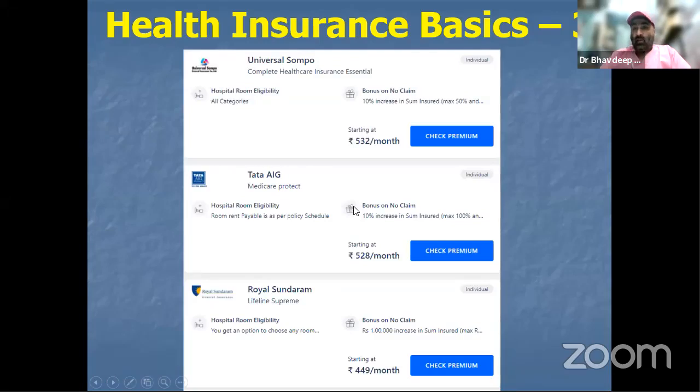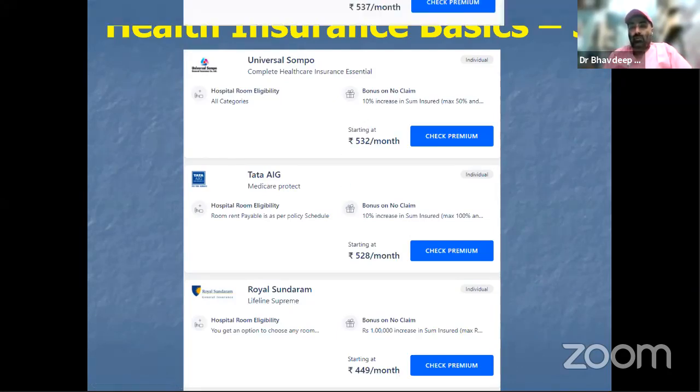Tata AIG, maybe it was at a lower segment in the claim settled ratio, still in the 90s, but in the incurred claim ratio, it is at one of the highest spots. The policy is Medicare Protect. Royal Sundaram comes the Lifeline Supreme. Universal Sompo comes with the Complete Healthcare Insurance Essential Plan. All those plans, the rates are not much different. They would hardly make a difference of a few thousands only.